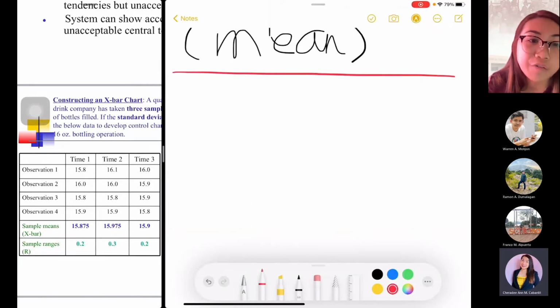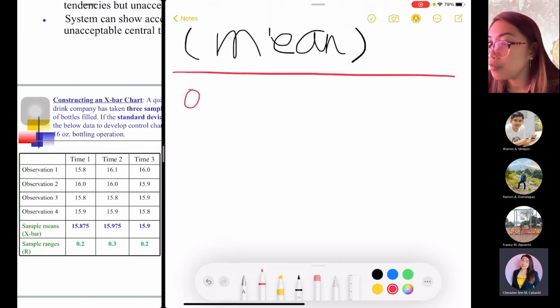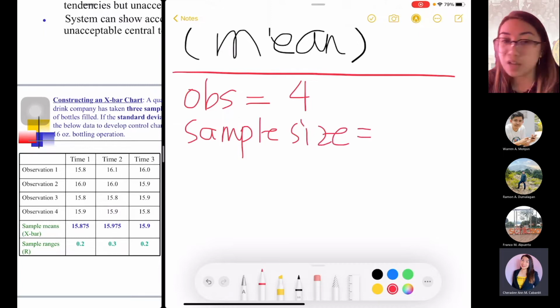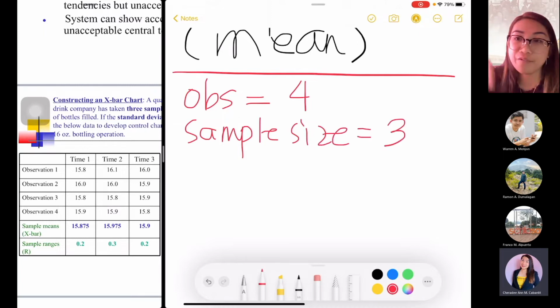Now, you have 4 observations. So your observations is 4. And, sorry, your sample size is 3. So meaning for every batch you had 3 observations for every batch. So time 1, time 2, and time 3.